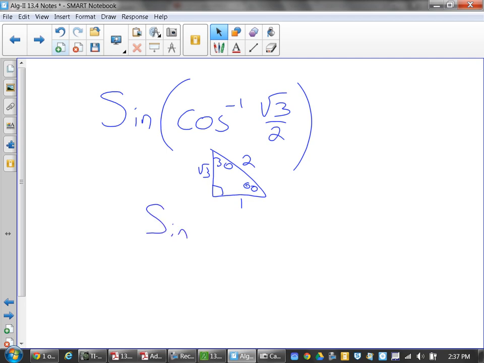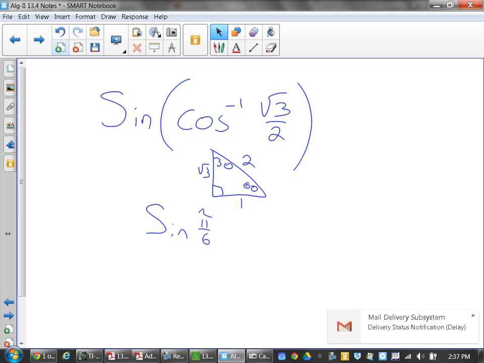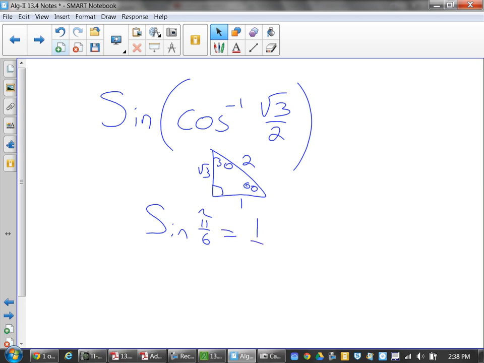So what's the sine of pi over 6? What's the sine of 30? Done. So the sine of the inverse cosine of root 3 over 2 is 1/2. It's a composite problem. So really, you should just figure out what angle it is and then use the exact same method. Yeah, that's it. All right.